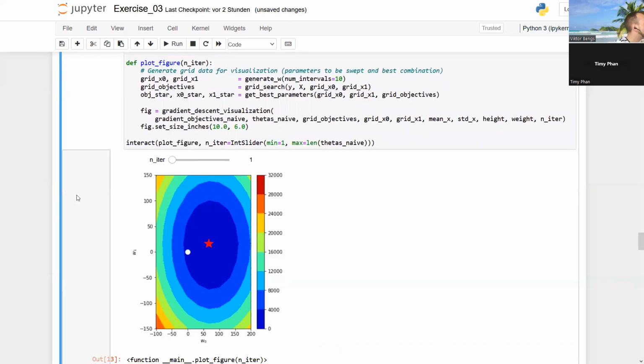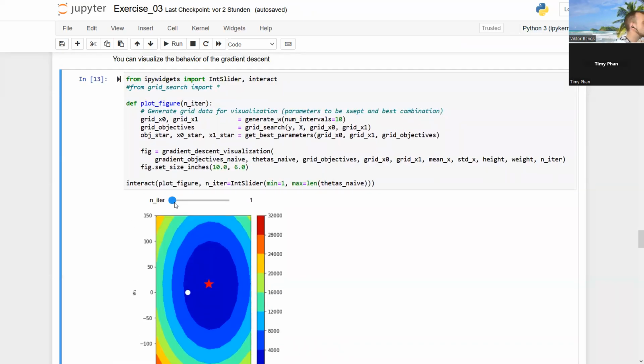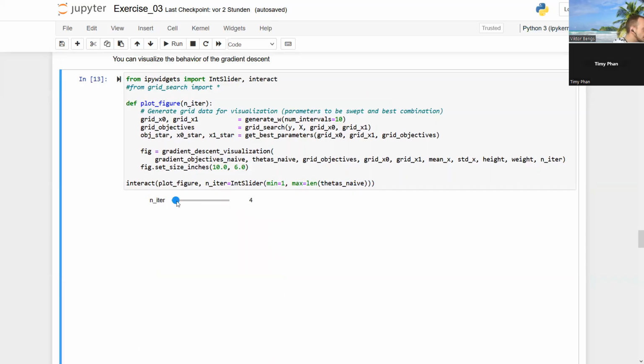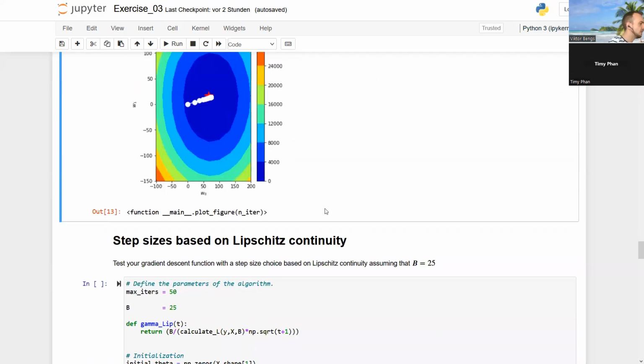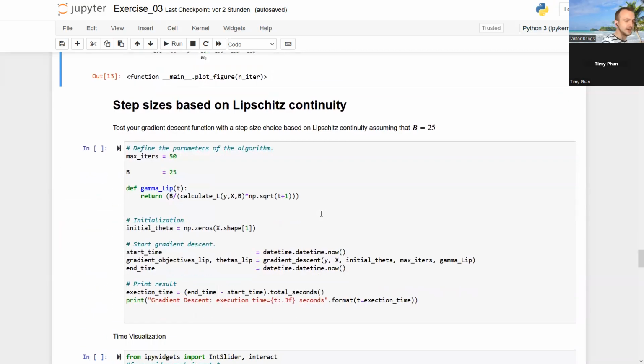We can also visualize this. This is what these helping functions were for. You can look at how the thetas are evolving with the iteration numbers. So in iteration number 4, we are already quite close to the optimum point, which is the star, of course, and you see we get closer and closer to that. And at the later iterations, there's even no change anymore.